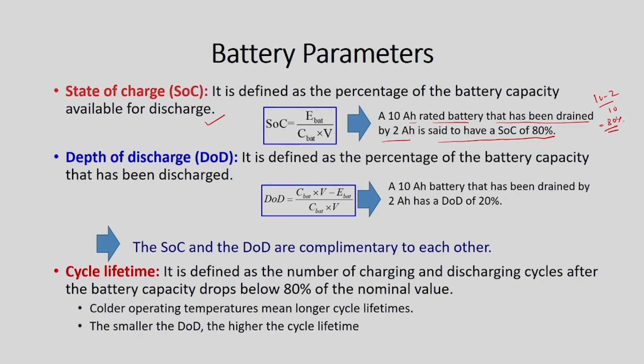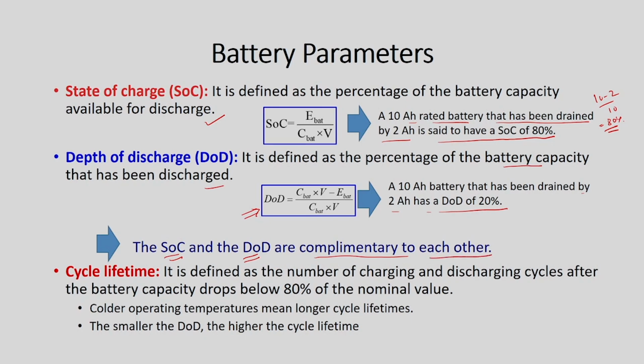And also one more parameter we must know when we talk about battery parameters is called depth of discharge. It is defined as the percentage of battery capacity that has been discharged. It is represented by DOD, which is (C_bat multiplied by rated voltage minus the energy of the battery) divided by (C_bat multiplied by V). The same problem in terms of DOD: a 10 ampere hour battery that has been drained by 2 ampere hours has a DOD of 20%. So, SOC and DOD, state of charge and depth of discharge, are complementary to each other. We should keep that in mind.